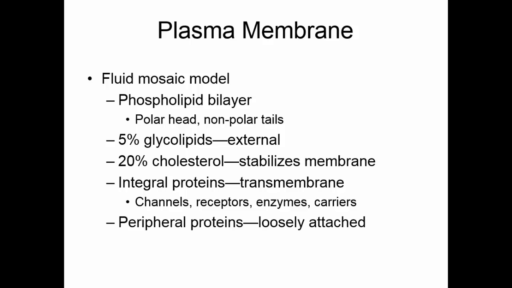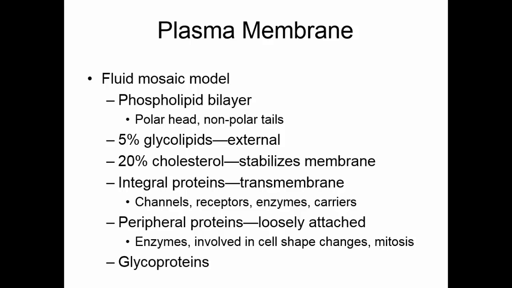Then we have peripheral proteins. These are loosely attached to the surface of the cell. Many of these are enzymes. Many enzymes need to be attached to a membrane in order to function, and so enzymes may temporarily attach and then detach when they no longer need to be active. These peripheral proteins can also be involved in cell shape changes and in mitosis. And then finally we have a layer of glycoproteins. Again, these are sugar proteins.